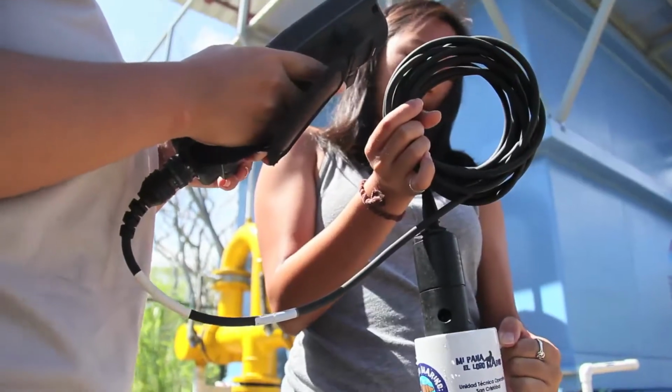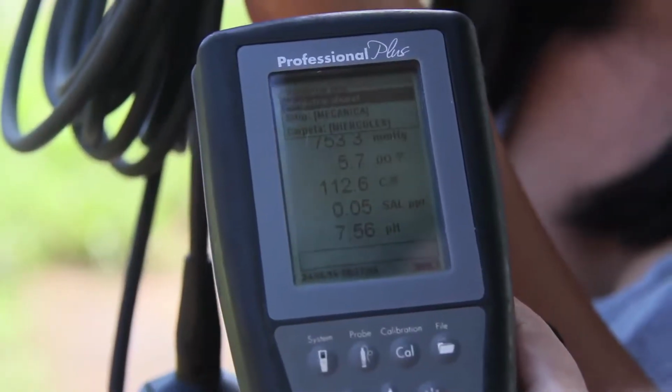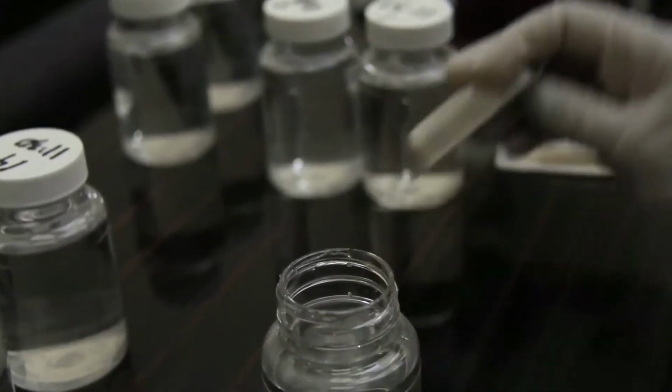We're using a multi-parameter tool to measure different parameters of the water, such as pH, salinity, dissolved oxygen, and temperature. And we'll compare these to previous samples from last month.